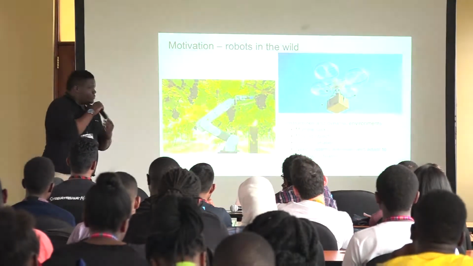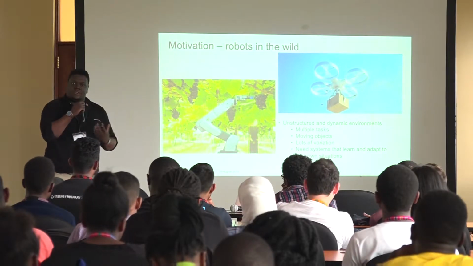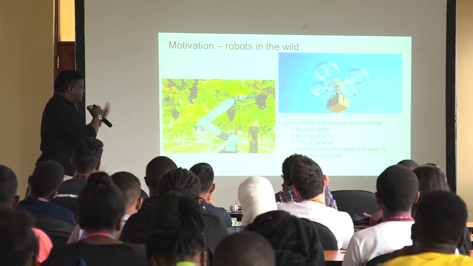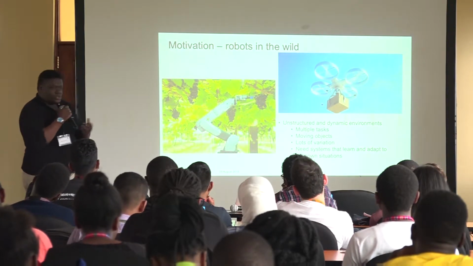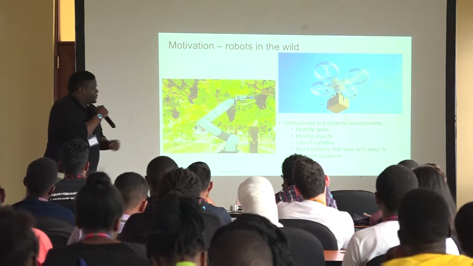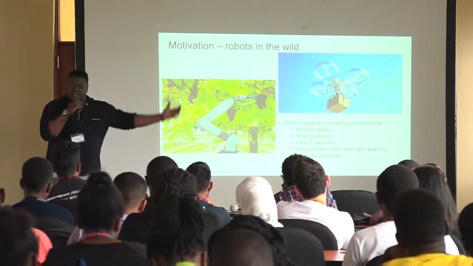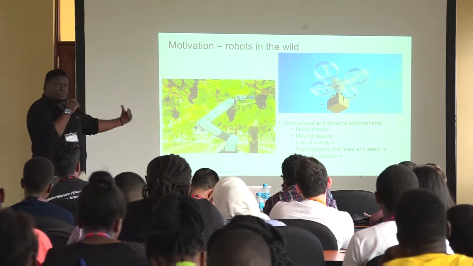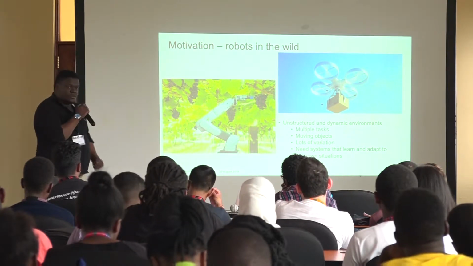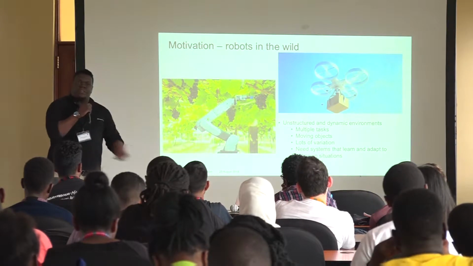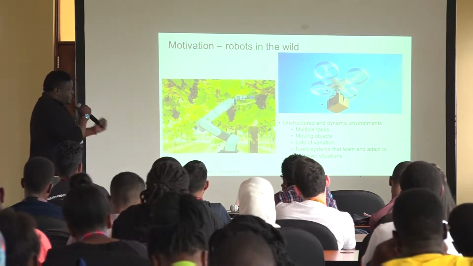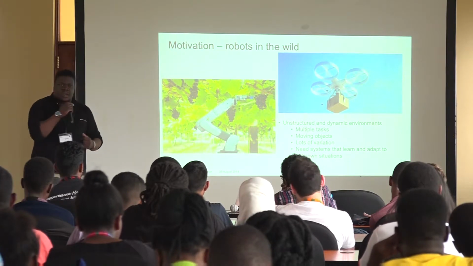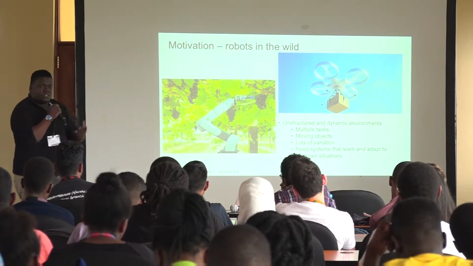But recently, we've sort of witnessed a migration of these robots to unstructured environments and environments that are dynamic. For example, in agricultural robotics, and also drones for delivery in remote areas. So these unstructured environments contain multiple tasks, moving objects, lots of variation of the tasks, which sort of motivated people to try and design systems that can learn and adapt to unknown situations.